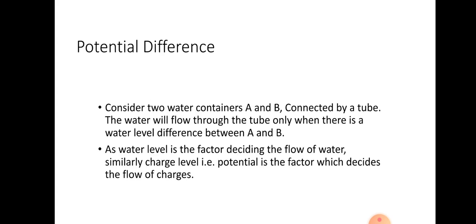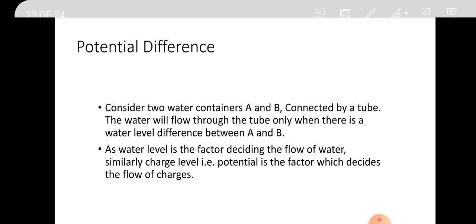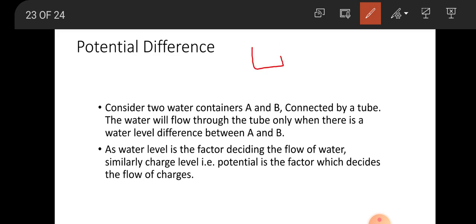Next concept related to this is the potential difference. Okay, this concept also you have learned in the primary levels. Let's understand this concept with the help of an example. Let us consider two water containers A and B which are connected by a tube. Two containers are there, and they are connected to each other by a tube.